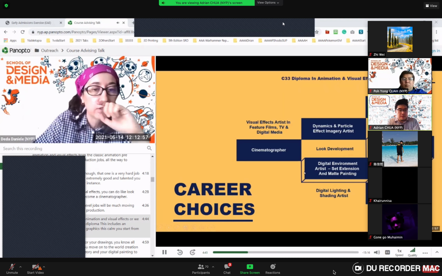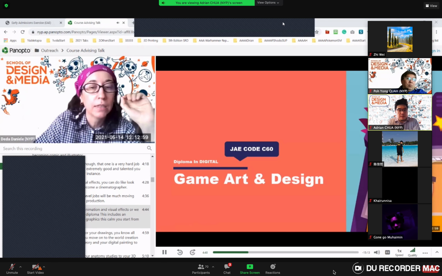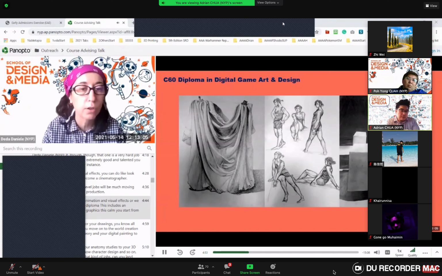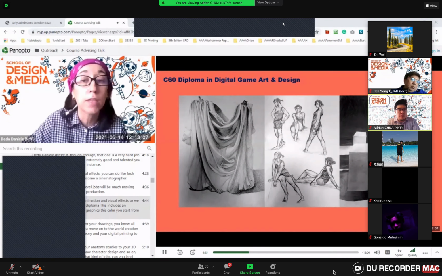Now, after animation and visual effects, we have game art design. Like most diplomas, this includes animation and visual effects, motion graphics, and so on. You start from fundamentals. You learn analysis of form, your drawings, all those kinds of things. And then you move on to world creation, applying your color theory and your digital painting to world creation. You apply your anatomy studies to your 3D modeling of characters, to character design, and so on, until you end up creating a game. So what kind of jobs can you land with a diploma in game art design?